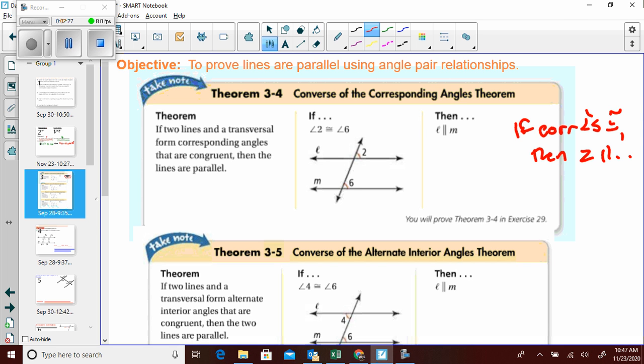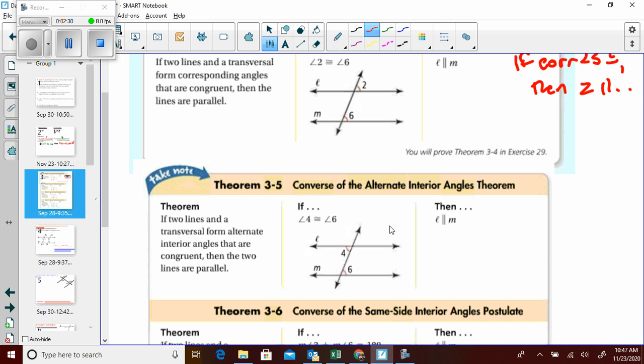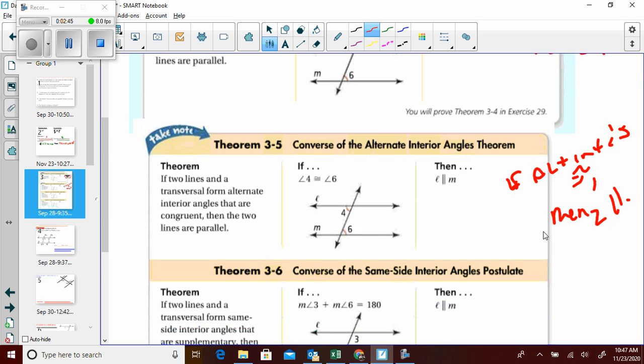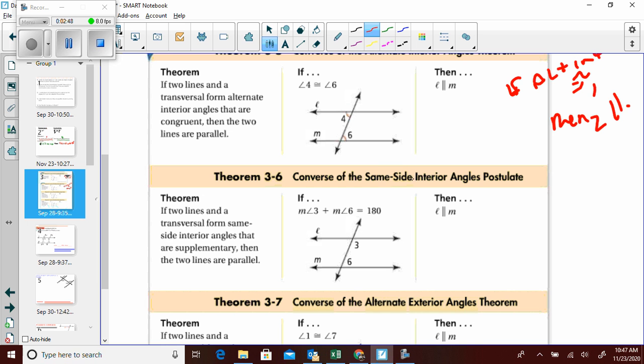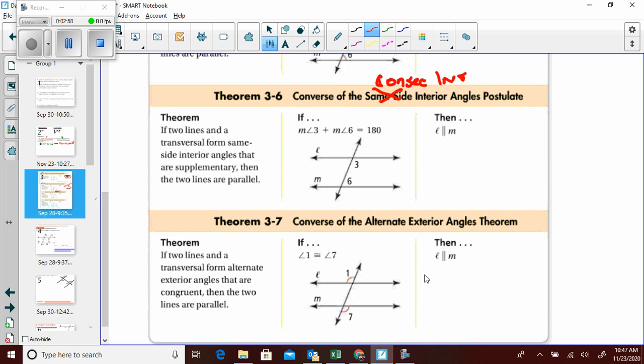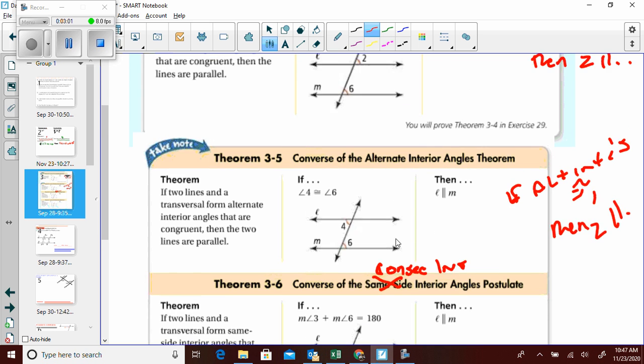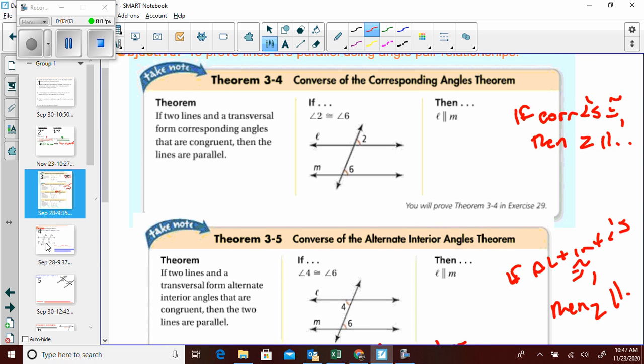Okay? And it's the same thing for alternate interior angles. If alternate interior angles are congruent, then two parallel lines. Okay? All we're doing is flipping the order. It's the same exact thing for all four of them. We don't do same side. We do consecutive interior angles. Okay? Everything's the same. So let's show some examples so you see how that looks.